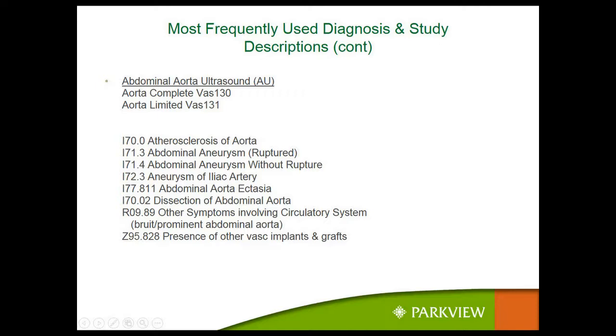There's that R09.89 code again. Like I said, when you pull that up, it's going to show all different kinds of stuff. For an abdominal aortic ultrasound, the two probably of the R09.89 codes are the bruit or a prominent abdominal aorta. And if they have an aortic graft, that Z95.828 code brings up presence of other vascular implants and grafts. That will bring up a bunch of different grafts, so you just need to pay attention to what graft they have.